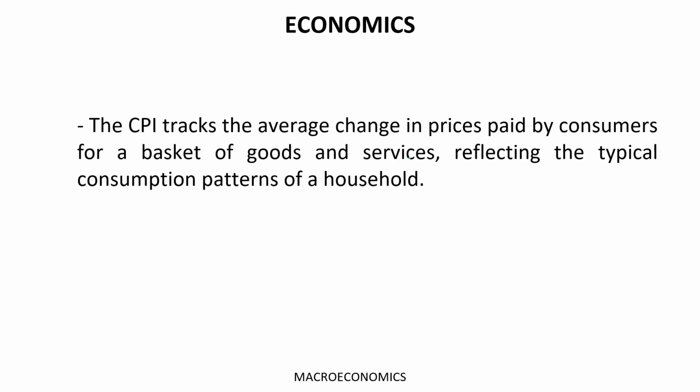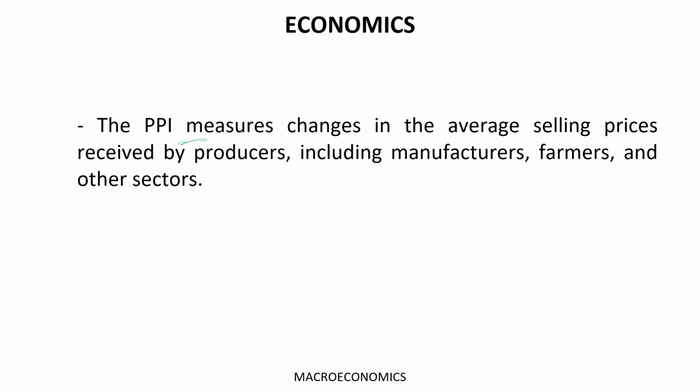All right. The CPI tracks the average change in prices paid by consumers for a basket of goods and services, representing the typical consumption patterns for a household. Till now, you can just read this definition because, as I have told you, we will have an in-detail discussion over CPI, WPI and PPI in our upcoming lectures. Whereas the PPI deals with the producer's perspective, measuring changes in the average selling prices received by producers, including manufacturers, farmers and other sectors.